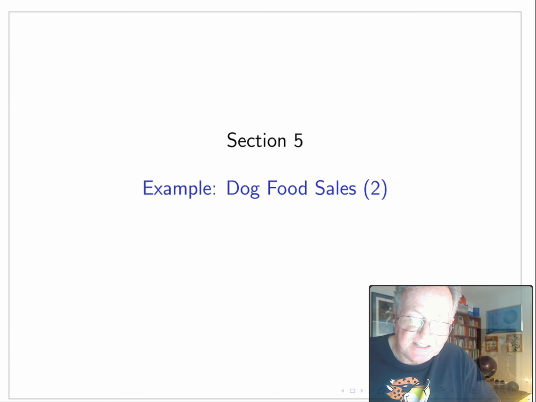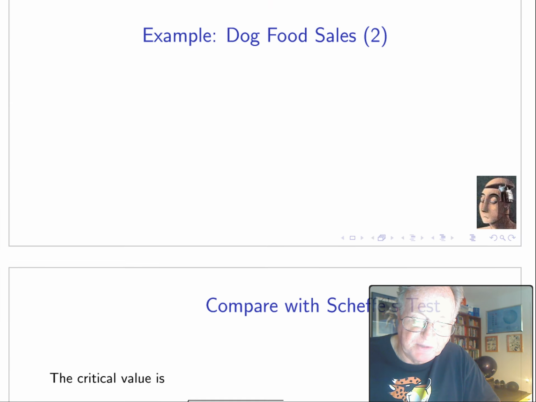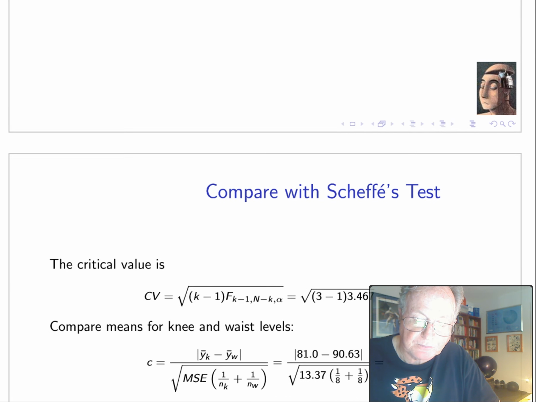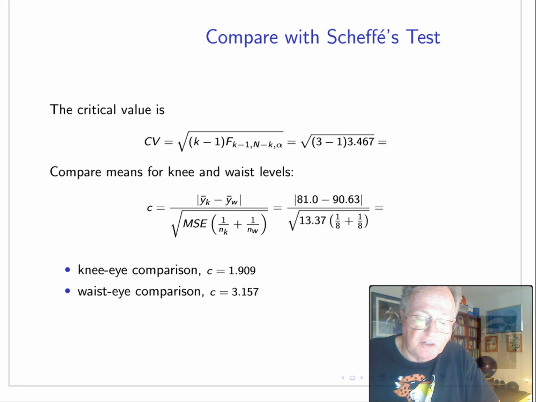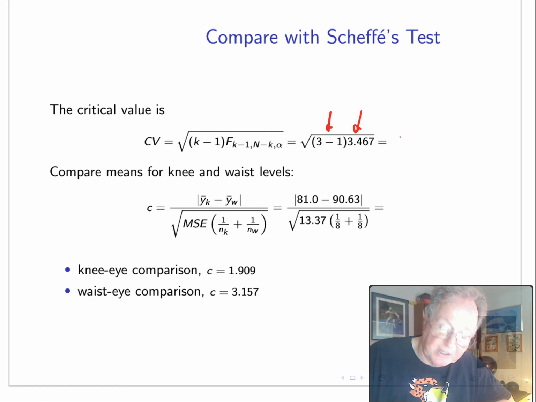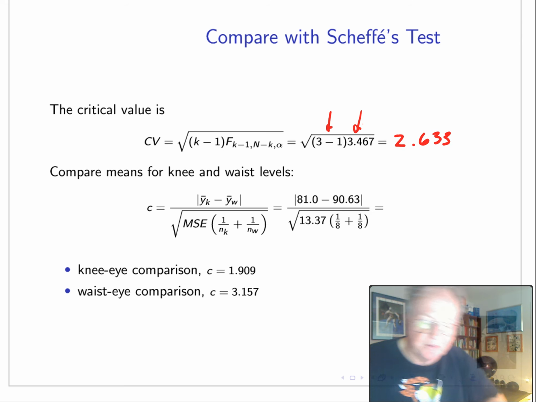So let's take a look at this. Let's look at the example and follow it up. First, we'll do a comparison with Chaffee's test. So here's our critical value. So degrees of freedom for groups times the critical value. And if we bang this through the calculator, we'll get 2.633 for our critical value.